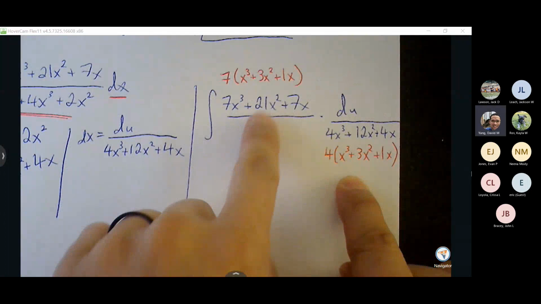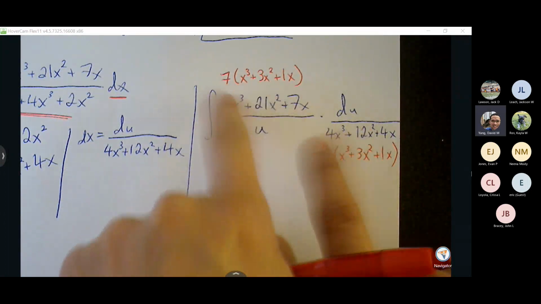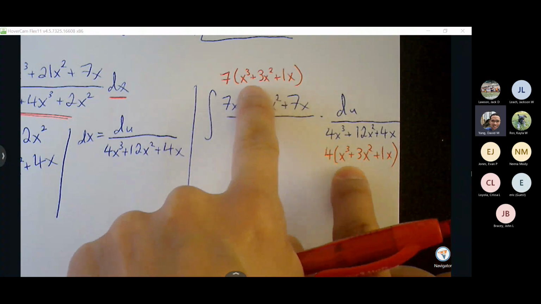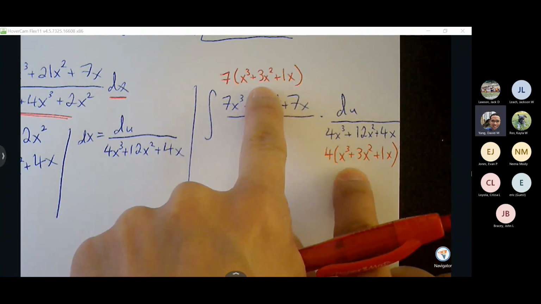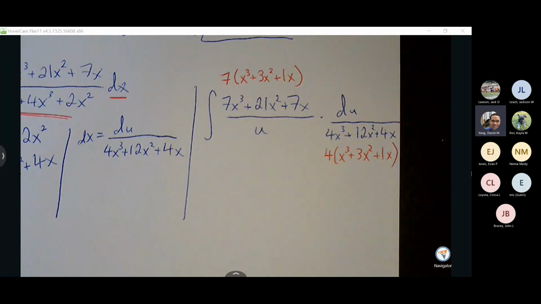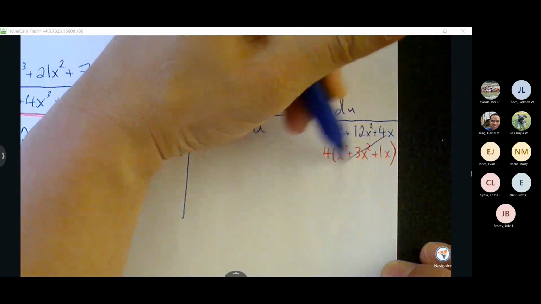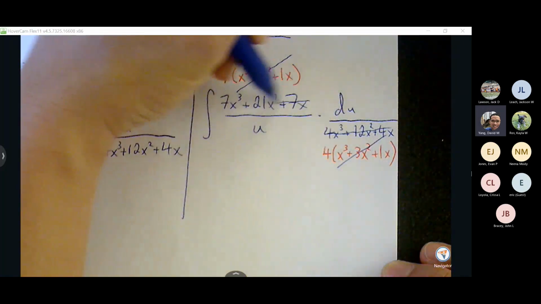So now this is a much better fit than before, right? We don't want to cancel across addition and subtraction. We really want to get something to look more like this before we take anything out. So now it feels a lot cleaner, right? These two can go away. We've already taken care of that.